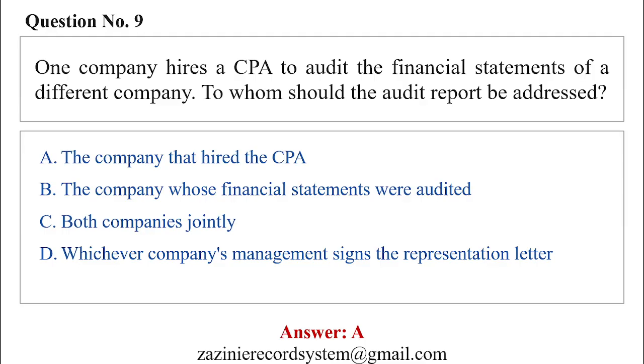Explanation. Letter A is correct because the report follows the engagement relationship. It's addressed to whoever actually hired the CPA, even when that's a different company from the one whose financial statements are being audited. Ordinarily, reports go to the audited company itself, but this hired by someone else situation is the exception.